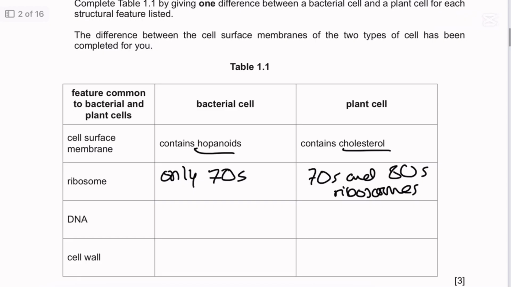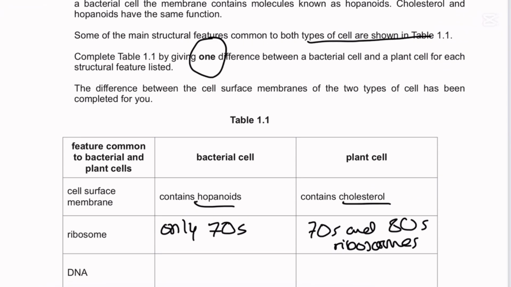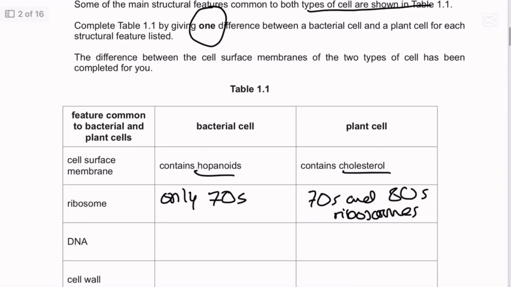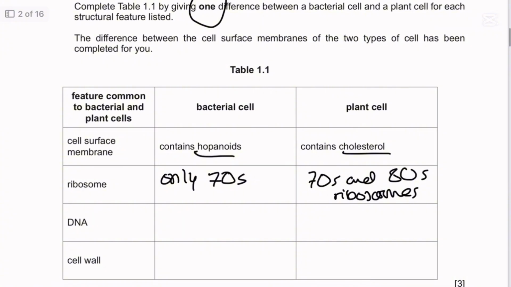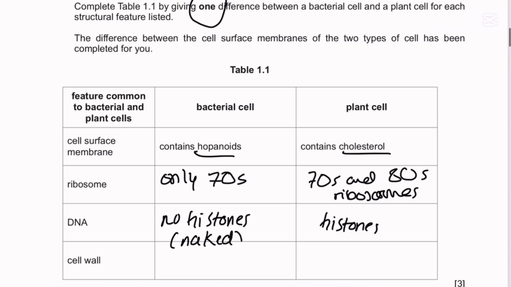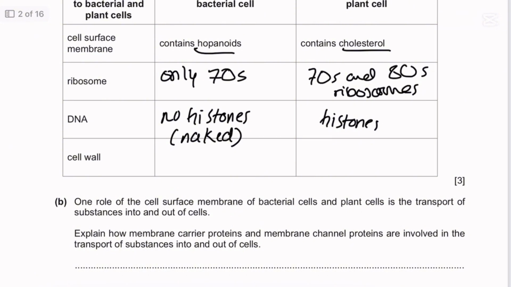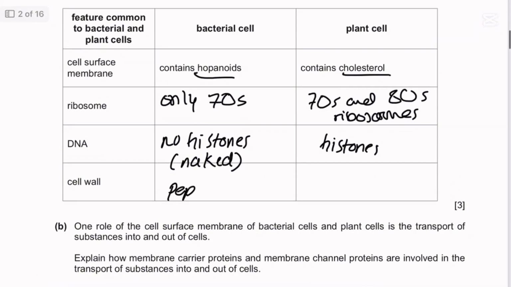So here, because it said to give one difference, you can't give any more than one, and I really advise you to be strict on yourself here, because if you give more than one, you're probably going to get a point marked off. So an example here we can just say no histones, and then here we can say, for example, histones. Another word for this would be naked DNA, and then here it would not be naked DNA. Okay, and then cell wall. Cell wall for the bacterial cell is made of peptidoglycan, which is a glycoprotein or a murein. And then I don't think I spelled it right, but anyway, plant cells, it is cellulose cell wall.